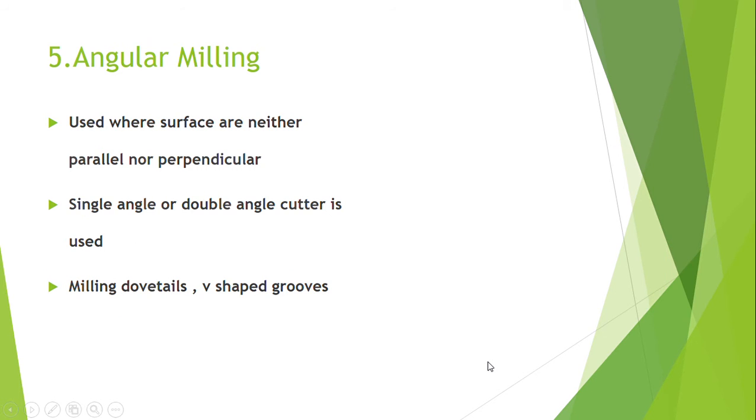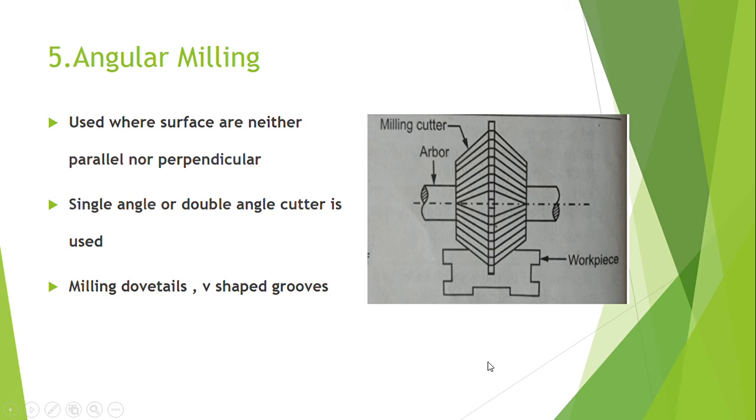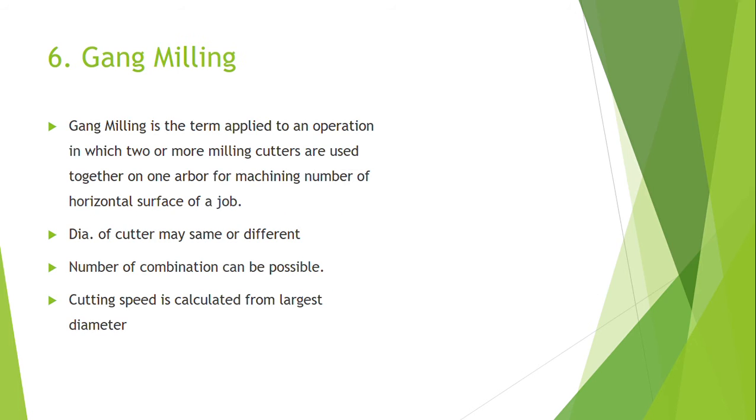The next milling operation is angular milling operation. Angular milling is milling of flat surfaces which are neither parallel nor perpendicular to the axis of the milling cutter. A single angle or double angle milling cutter is used for this operation. You can see the double angle milling cutter in this figure. Milling dovetails, that is V-shaped grooves, is an example of the angular milling operation.